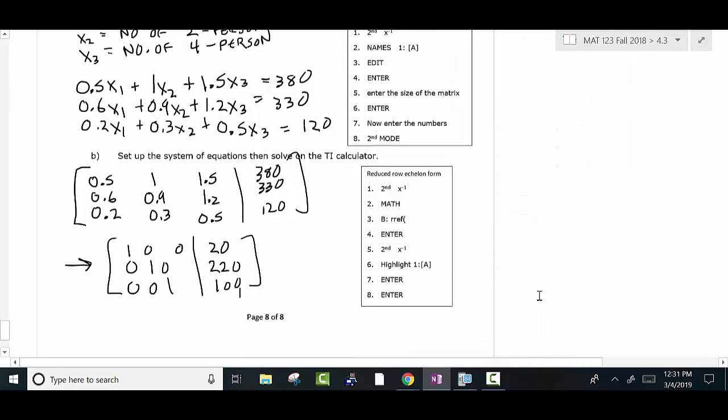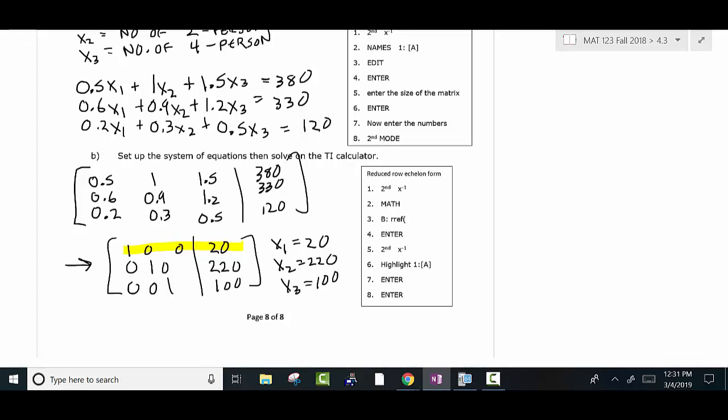So what this means is, this is x1. That first row is just telling you x1 is equal to 20. The second row is telling you x2 is equal to 220. Then the third row is saying x3 is equal to 100. That's what reduced row echelon form is always going to have, a diagonal of ones this way, and everything else is zeros. If it was 0, 0, 0, 100, then it would be no solution. If it was 0, 0, 0, 0, then it would be infinite solutions.